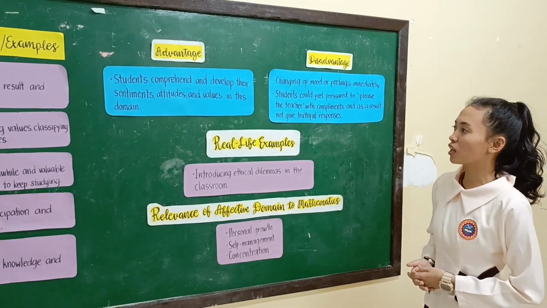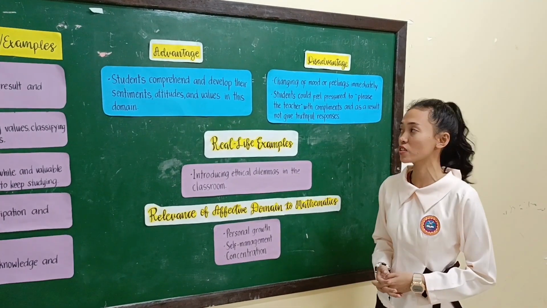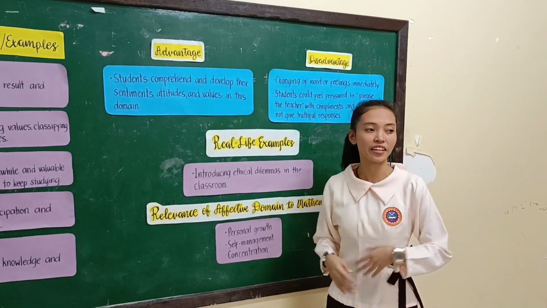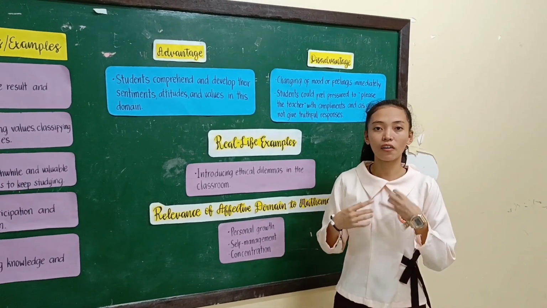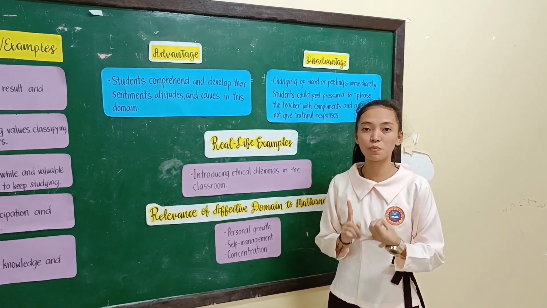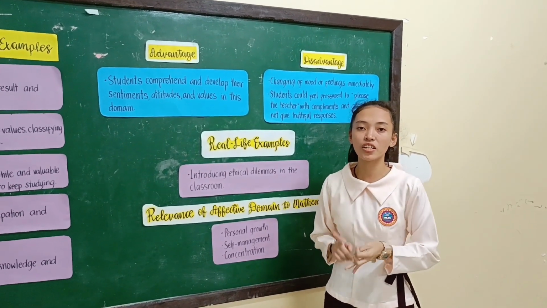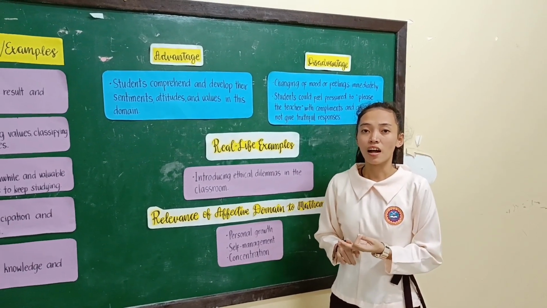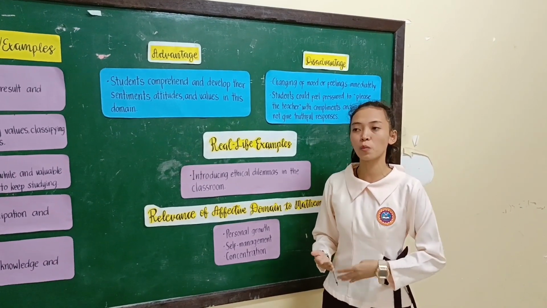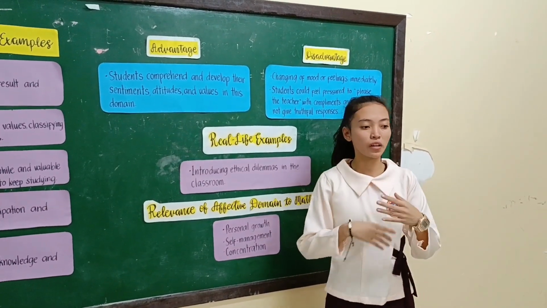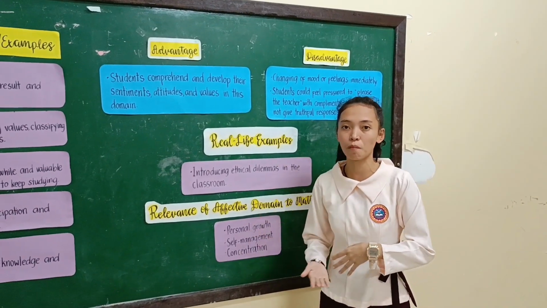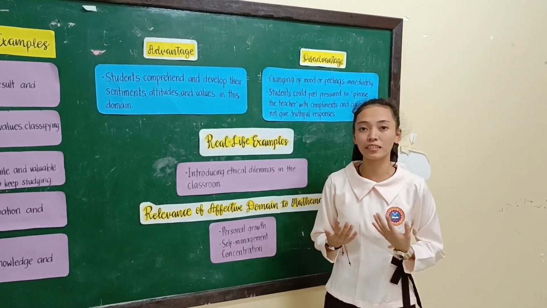Students comprehend and develop their sentiments, attitudes, and values. So for instance, we are in a classroom setting like in elementary or high school level. So kagaya dun sa subject na ESP, character education, GMRC subjects. So, yung mga teachers natin is tinuturuan tayo paano maging magalang or paano makipag-socialize ng maayos at paano maging mabuting tao.